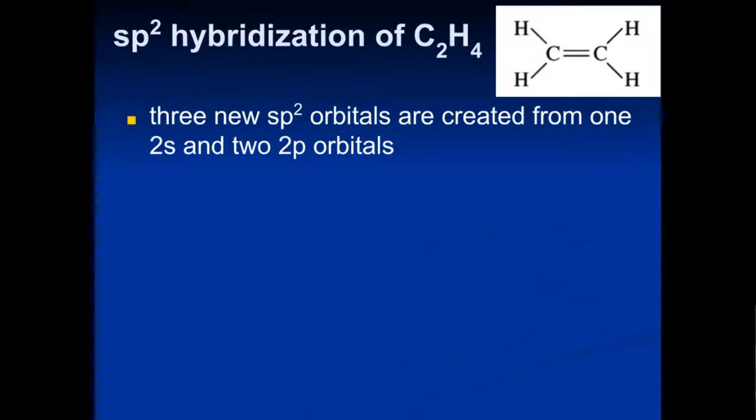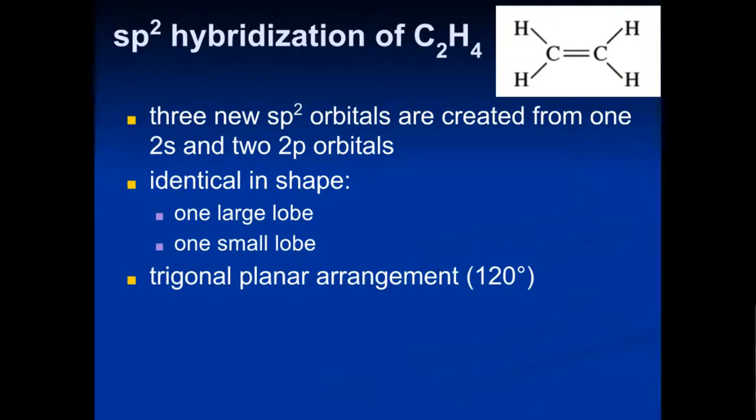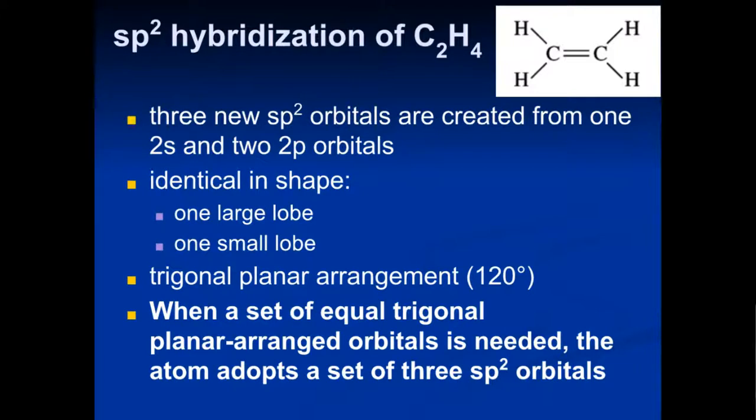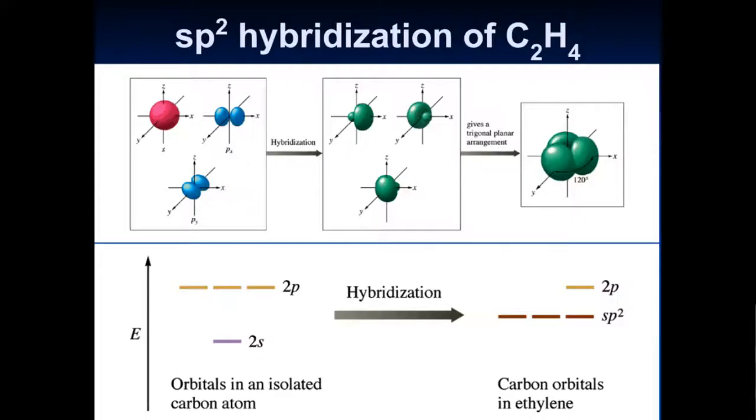I'm going to mix an s and 2 p orbitals. And that gives me 3 new hybrid orbitals. Again, they're all 3 identical in shape. They've got one large lobe, one small lobe. But because there's only 3 of them, they adopt a trigonal planar arrangement, 120 degrees. Okay, so if you need 3 identical orbitals in a trigonal planar formation, you're going to sp2 hybridize them. The orbital looks the same. It's still made of s and p orbitals, so it still has the large lobe and the small lobe. So we mix the s and 2 of the p's together, we get 3 identical orbitals.